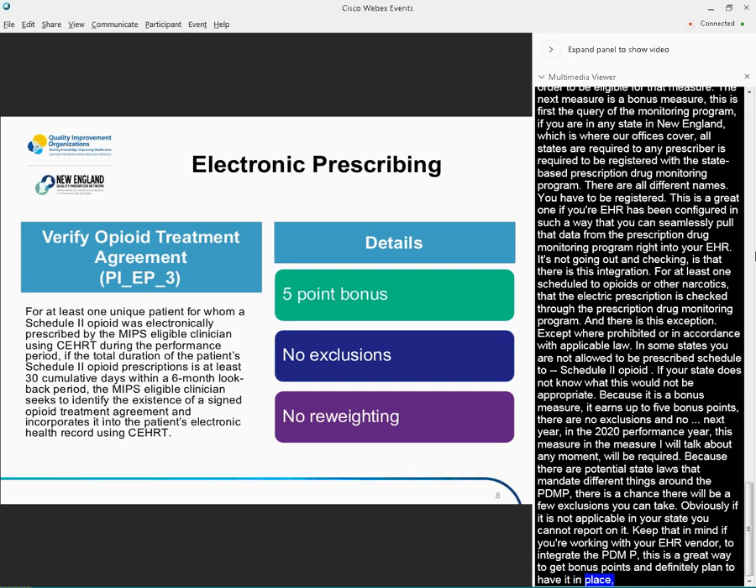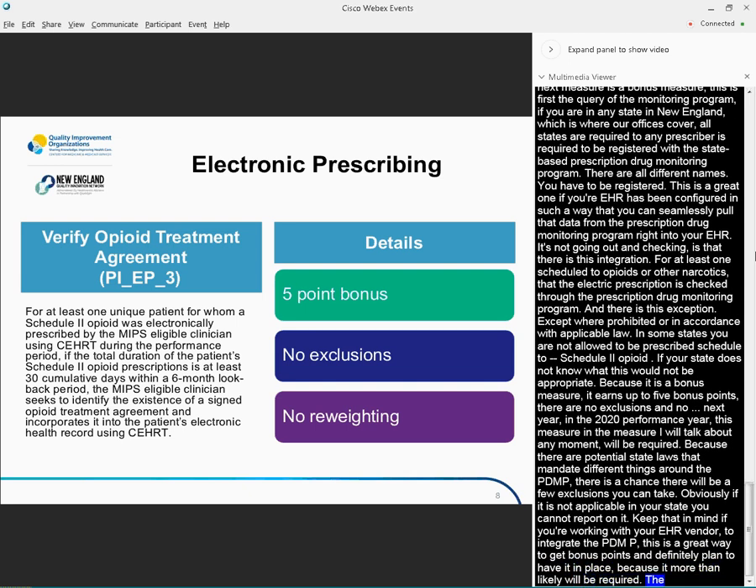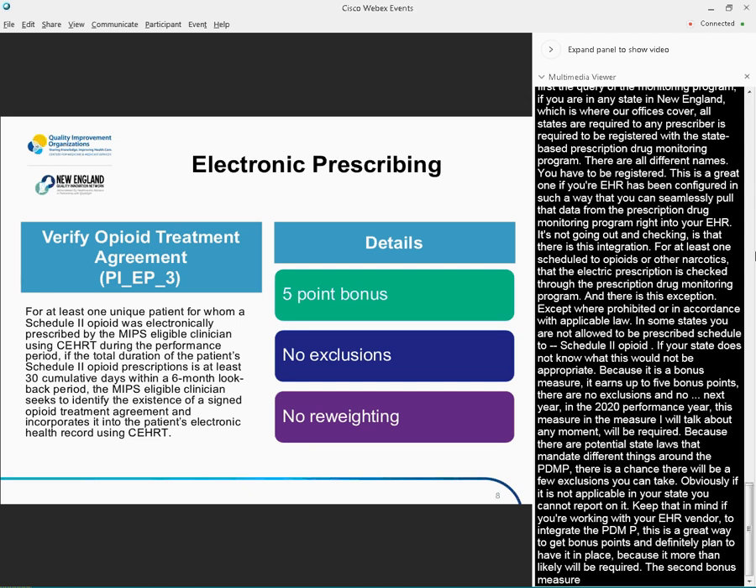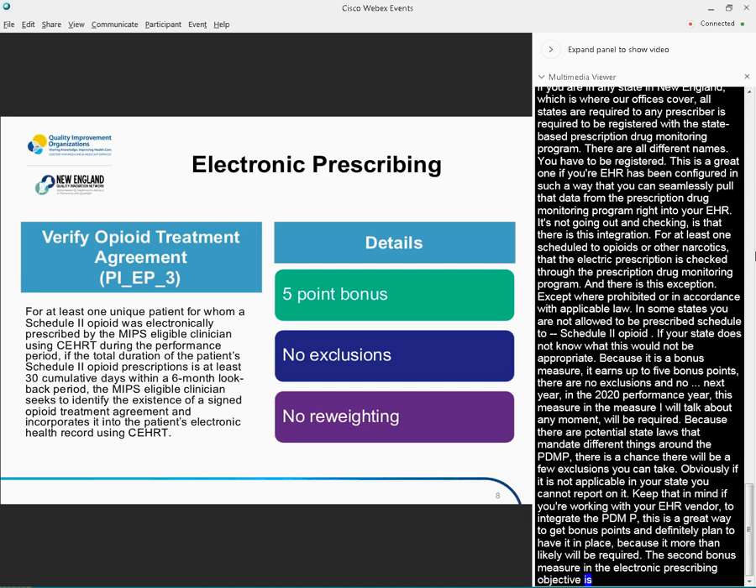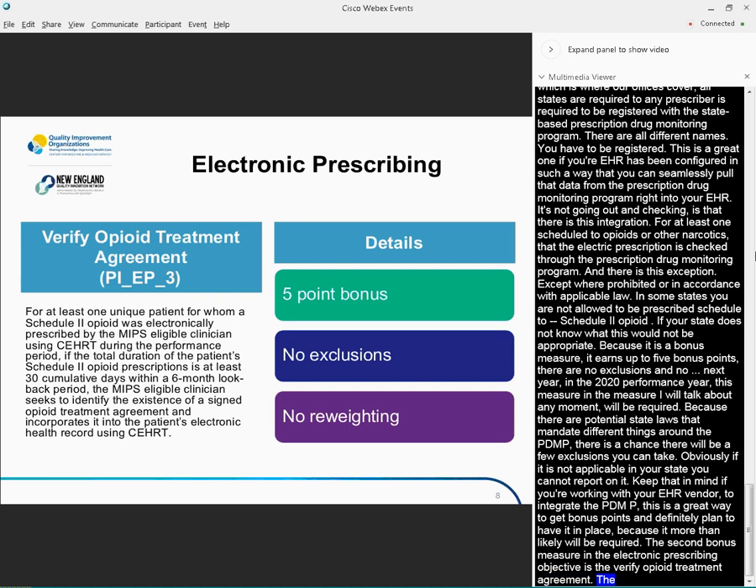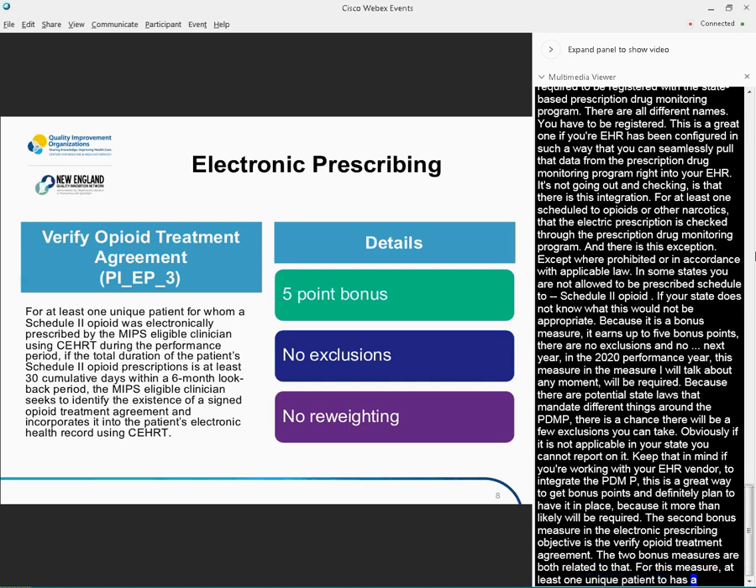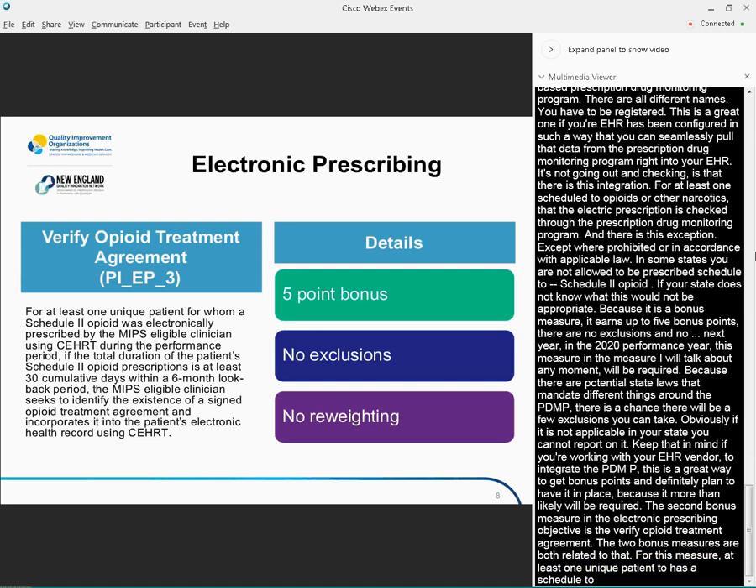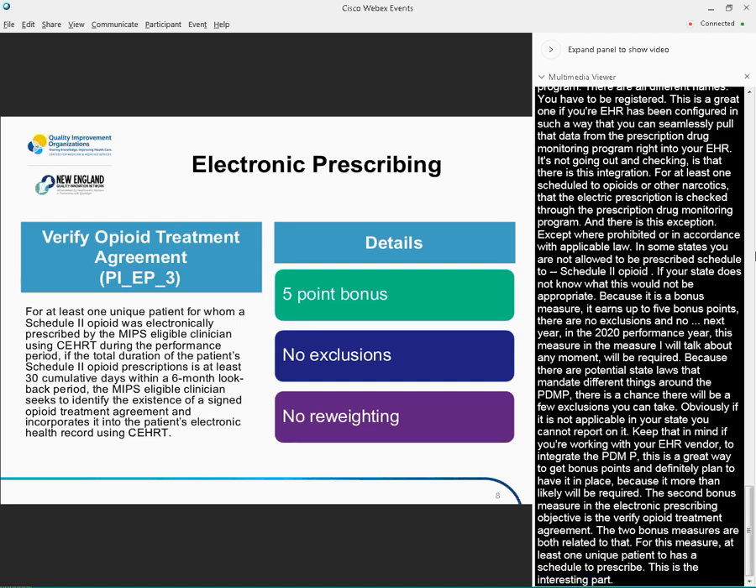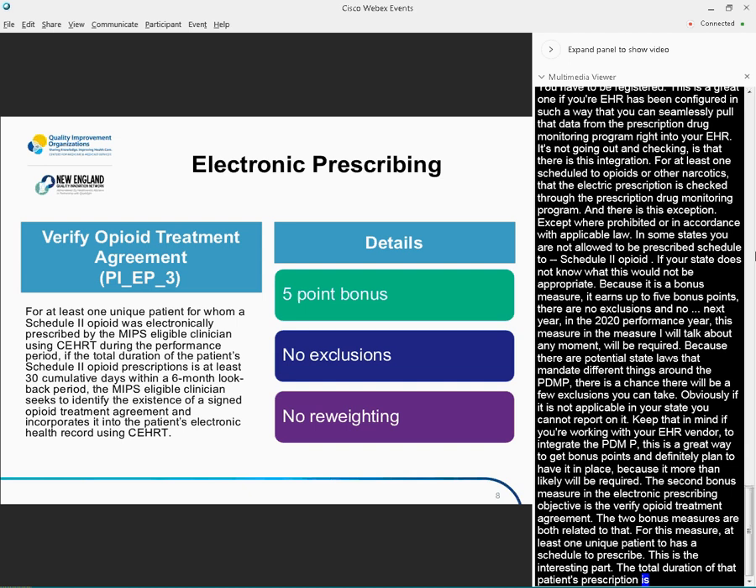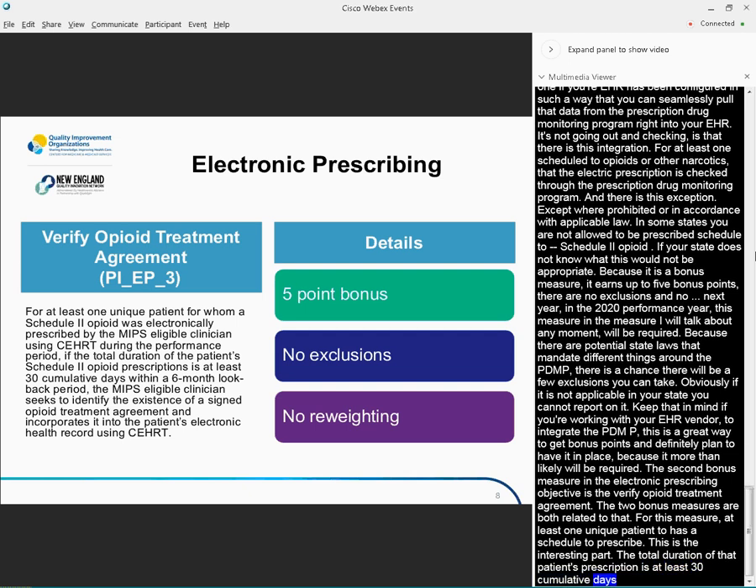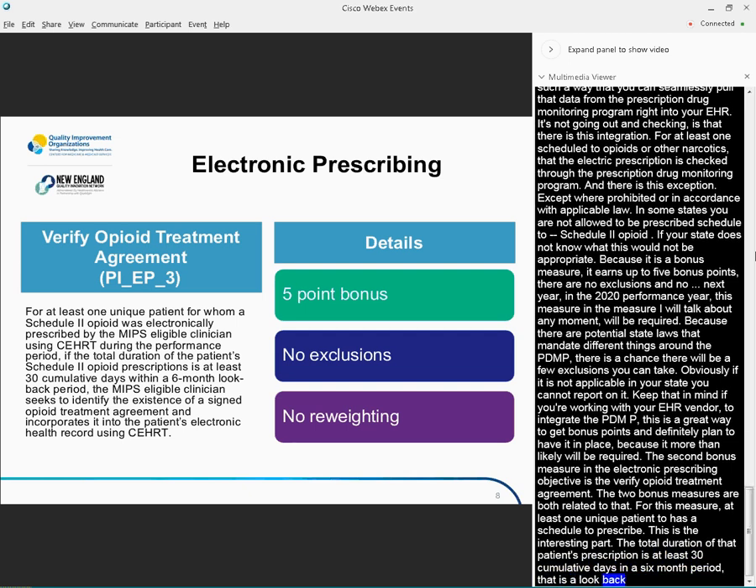The second bonus measure in the electronic prescribing objective is the Verify Opioid Treatment Agreement. As I mentioned, the two bonus measures are both related to opioids. So for this measure, it's for at least one unique patient that has a Schedule II narcotic prescription electronically prescribed using your EHR system. And this is the interesting part of this measure. So if the total duration of that patient's prescription is at least 30 cumulative days in a 6-month period, and that's a look-back period, not a looking forward period, obviously. You need to have that historical data.